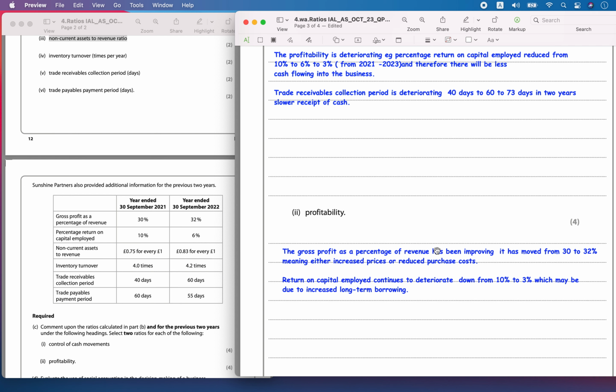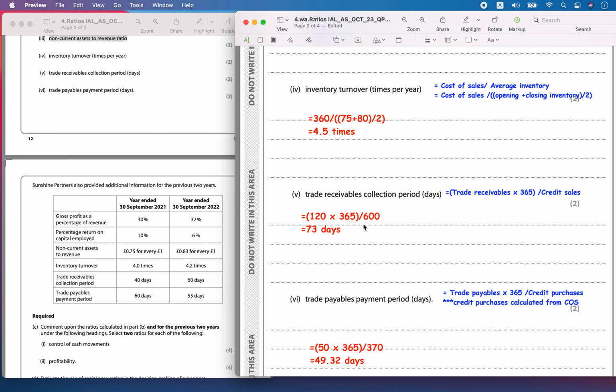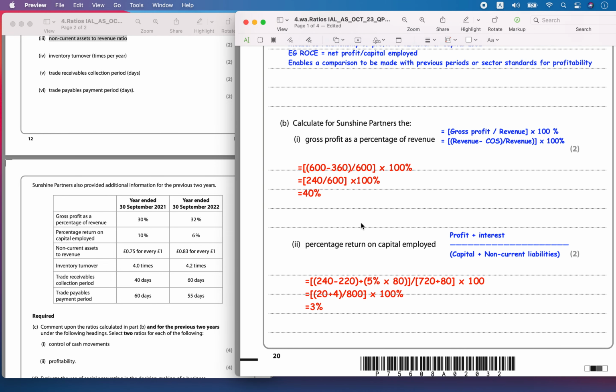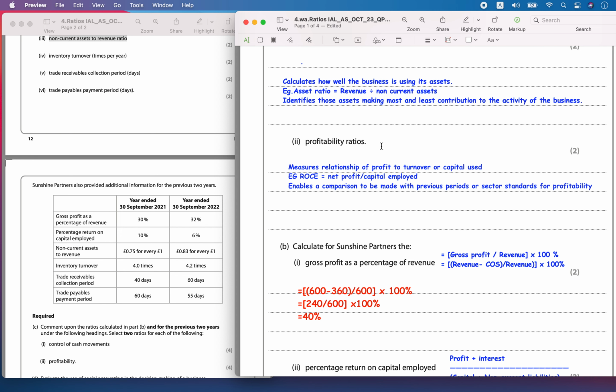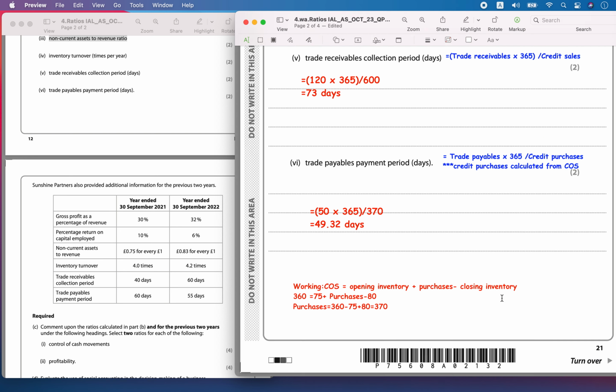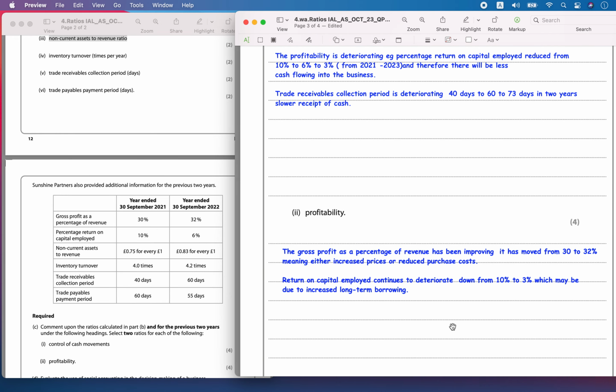Profitability ratios. The gross profit as a percentage of revenue has been improving. It has improved from 30 to 32 percent, and this year the gross profit percentage has increased to 40 percent. So that is good, meaning either you have increased the selling price or you have reduced your purchase cost, because gross profit depends on revenue and cost of sales. So you can say that this must have improved either because selling prices have increased or you have reduced your purchase cost or cost of sales.